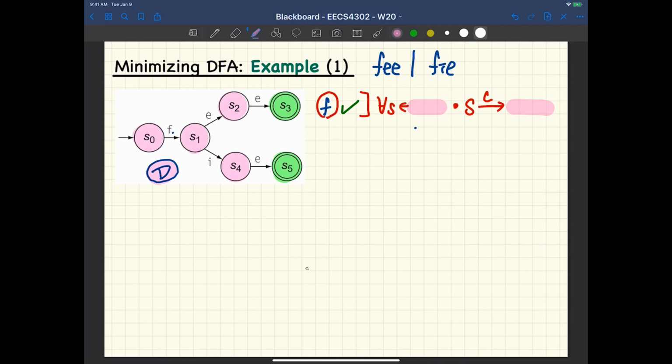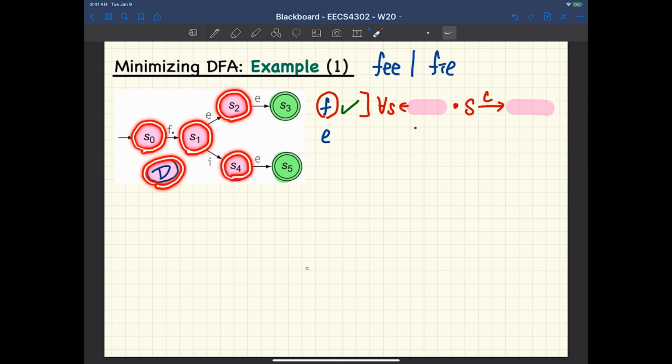Okay, let's try another one. Let's say we consider another one. What about E? Okay, let's see. Let me go slowly because that's really important. For S0, if I go for E, where should I go? D. Okay. For S1, if I go E, I should go to S2. Okay. Now in S4, if I go for E, it's going to a different one, right? So now here's the thing. If we want to split out S4, you want to find a maximum set of states in the pink that will lead you to the green.